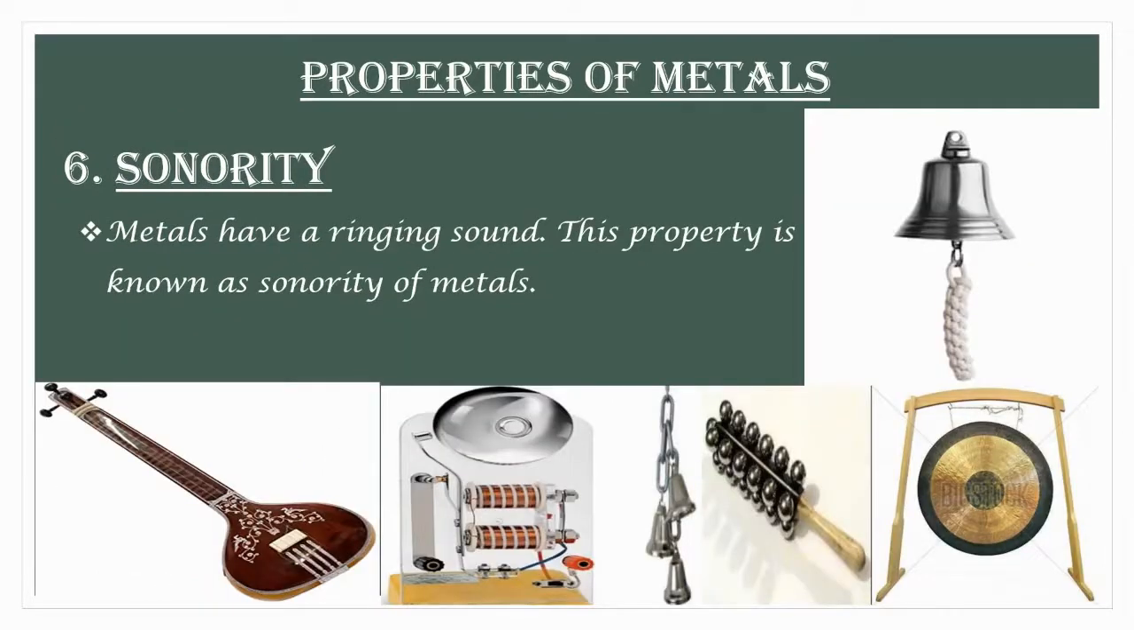Students, if we pluck the string of a musical instrument like a tanpura or veena, ring a bell, or hit a steel box with a metal spoon, then a ringing sound will be produced. But if we strike a wooden table or a marble floor with a wooden stick, then it will not produce a ringing sound. So with these two examples, we can say that a ringing sound is produced only by metals. This property of metals is called sonority.